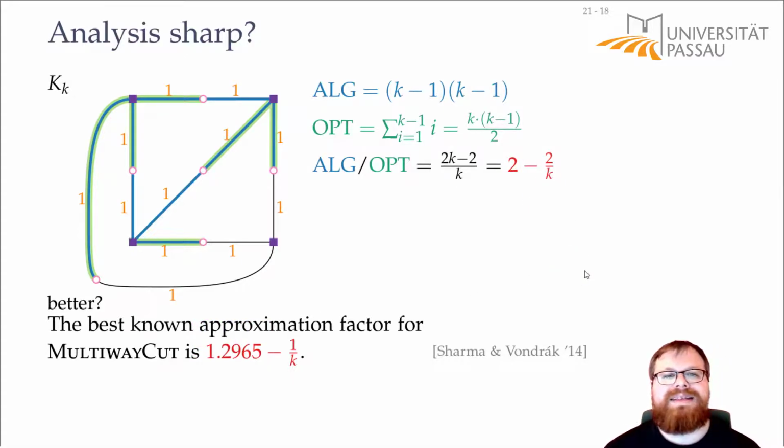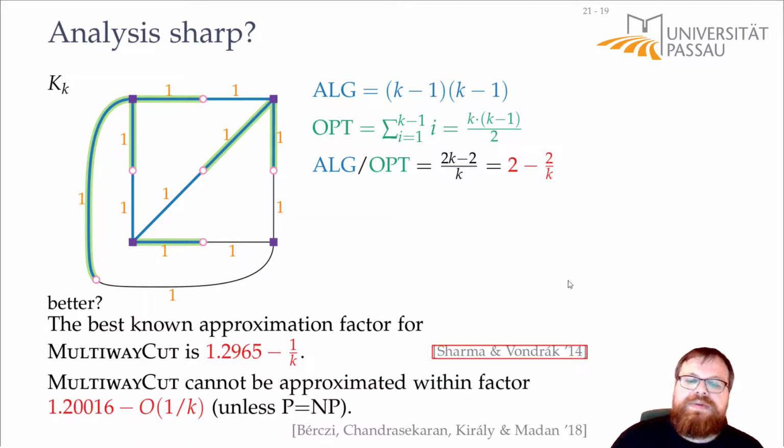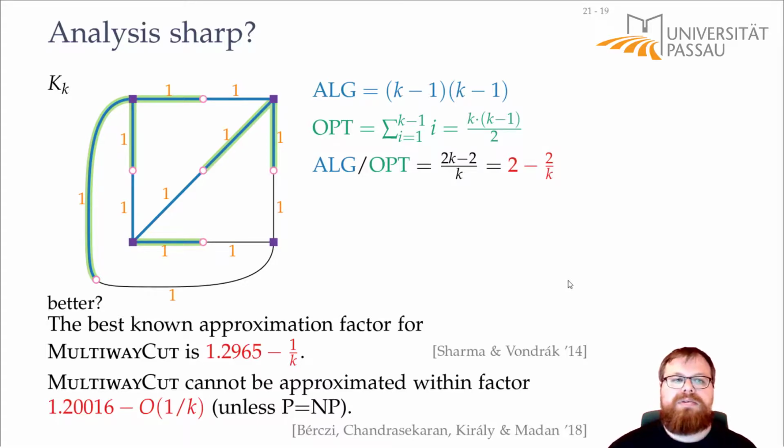On the other hand, and this is very interesting, just 2 years ago people could show that we cannot approximate this problem with the factor 1.20016 minus order of 1 over k, unless P equals NP. So here for this problem, the upper bound and the lower bound are quite close together compared to what we've seen before. But still there's a gap, and the last algorithm that gives us an improvement was already 6 years ago. So maybe there can be some progress made here, and one of these 2 bounds can be improved.